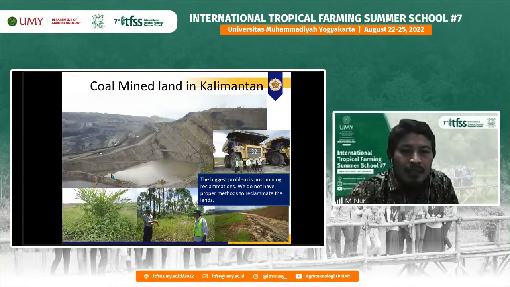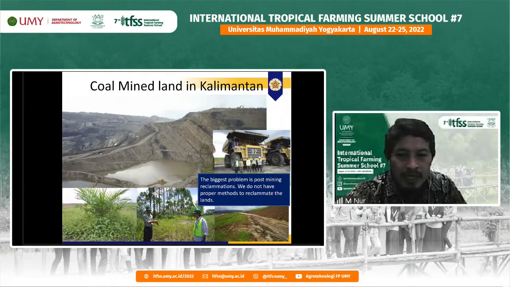And this one is mine land in Indonesia. We have a lot of this. The biggest problem is post-mining reclamation. We don't have a proper method to reclaim the land. Based on my experience, we don't have successful reclamation, because after the mining, we cannot get soil. Actually, soil is lost from this area.